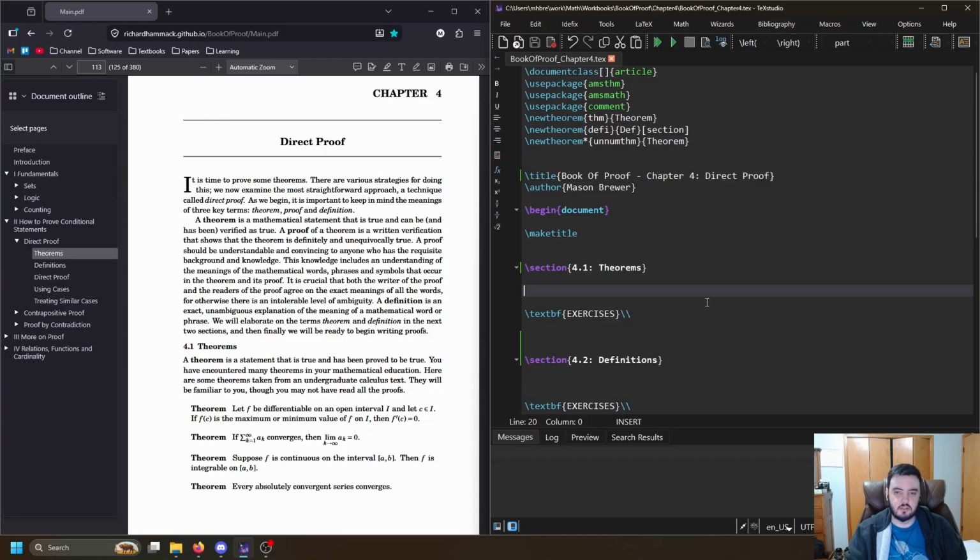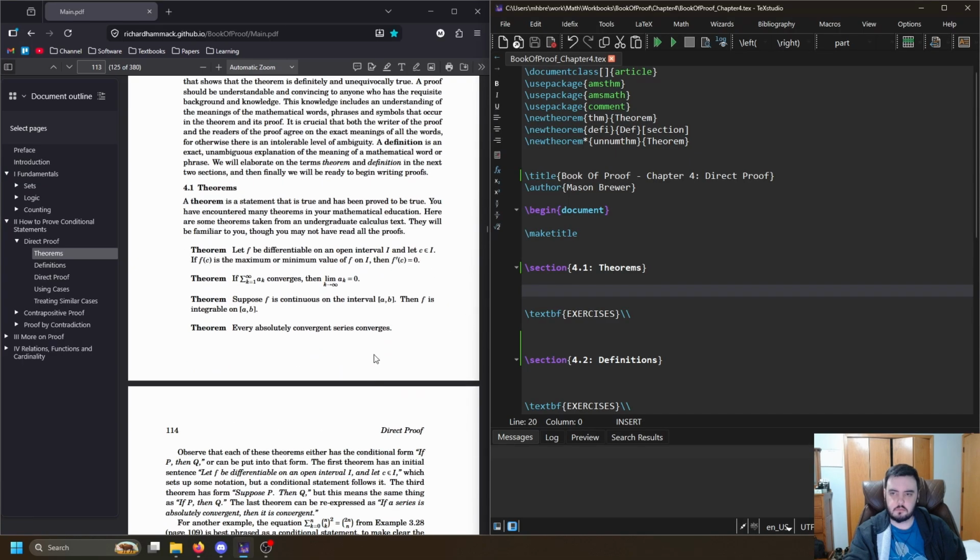This knowledge includes an understanding of the meanings of the mathematical words, phrases, and symbols that occur in the theorem and its proof. It is crucial that both the writer of the proof and the readers of the proof agree on the exact meanings of all the words, for otherwise there is an intolerable level of ambiguity. A definition is an exact, unambiguous explanation of the meaning of a mathematical word or phrase. We will elaborate on the terms theorem and definition in the next two sections, and then finally we will be ready to begin writing proofs.